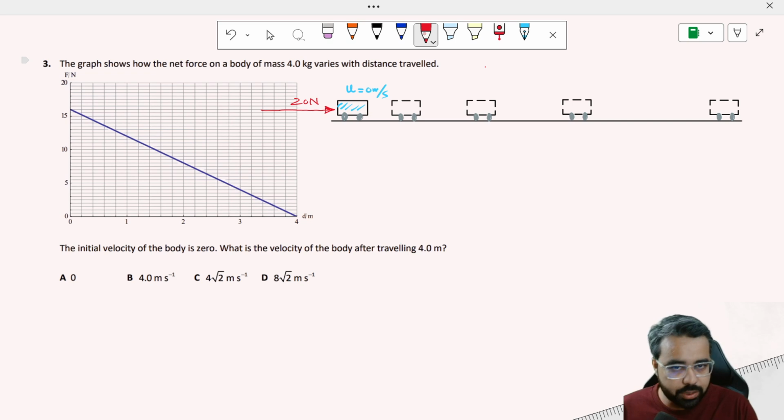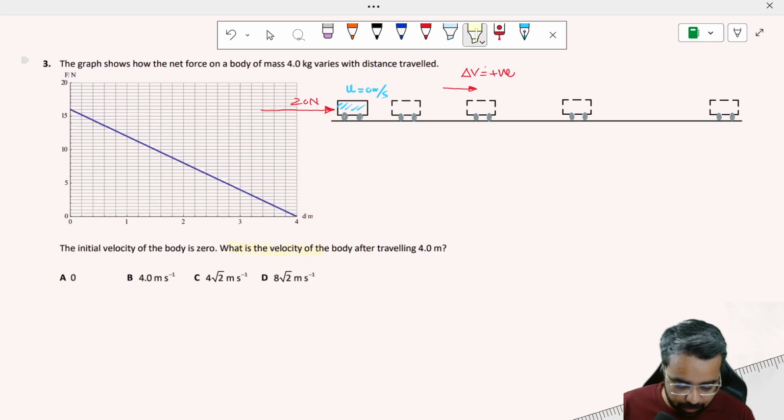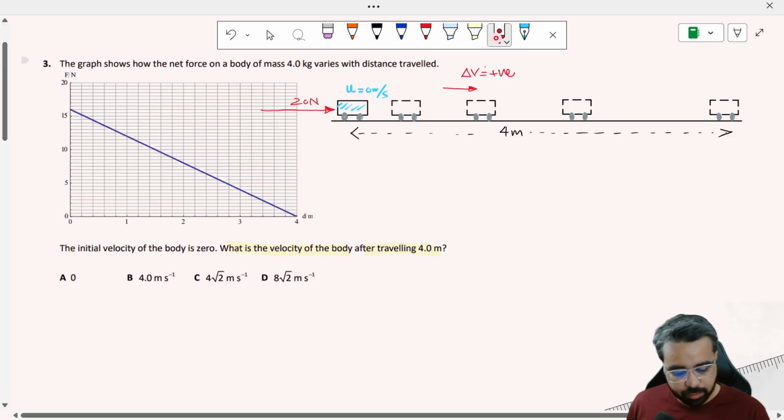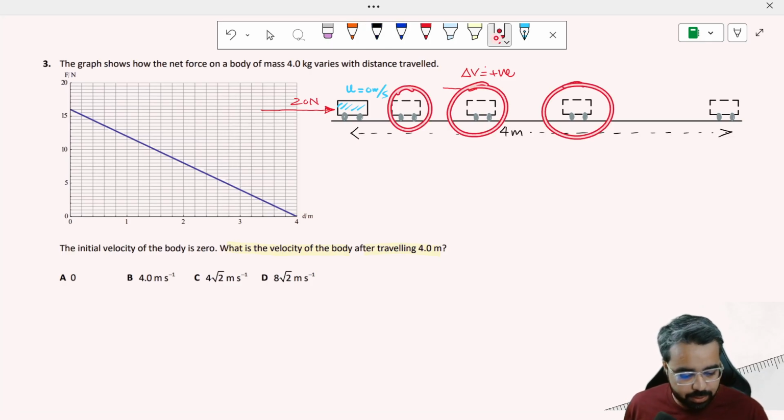Although force is decreasing, acceleration is decreasing, but acceleration is still positive, which means that the gain in velocity is positive. So in this question, you have to find out what will be the velocity after it has traveled 4 meters. So this is the total distance, that is 4 meters. And this is what you see, the next position of this card with the passage of time.